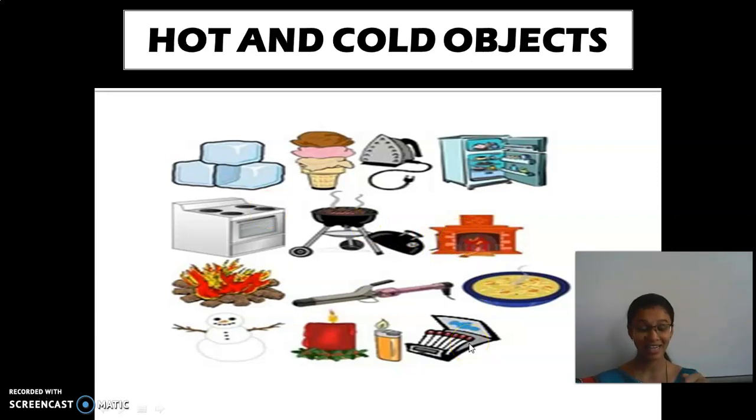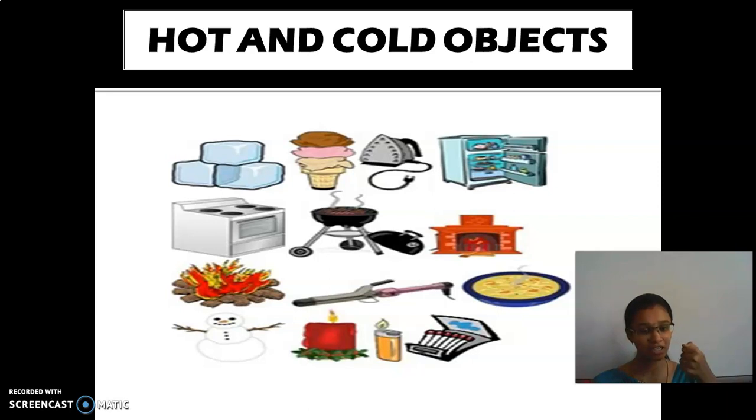Matchstick. Yes, heat is produced there. Candle, heat is produced. And this fire, heat is produced. So, where light is there, heat is produced there. Have you ever touched the tube light or the bulb which is there in your house? It gives us light. If you touch that, heat will be produced there. So, where light is produced, heat is also produced.